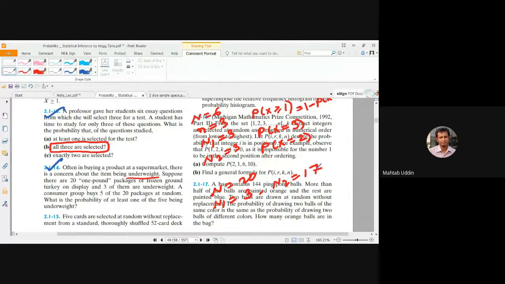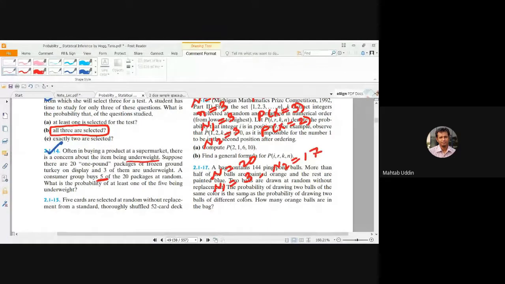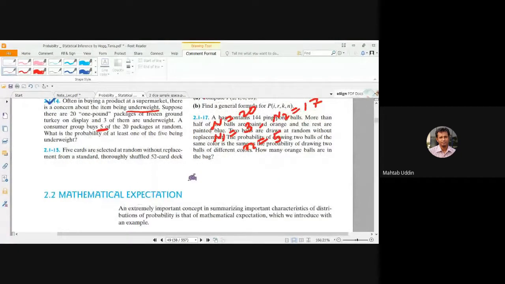17. On display, a group buys 5 of the 20 packages. তারা কয়টা কিনতেছে? n equal to 5. What is the probability at least one being underweight? অন্তত একটা underweight হওয়ার probability কত? This is P of x greater than equal 1. বাট এখানে যেহেতু জাস্ট 3টাই আছে, এখানে তাহলে কত কত হতে পারে? x equal to 1 plus x equal to 2 and x equal to what?